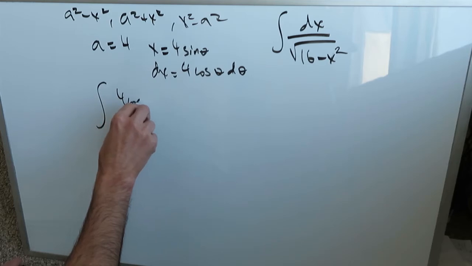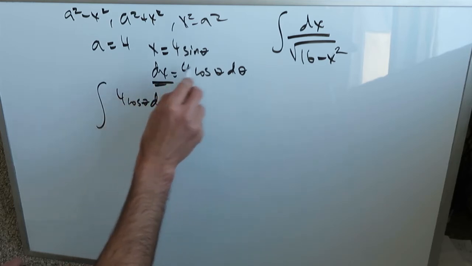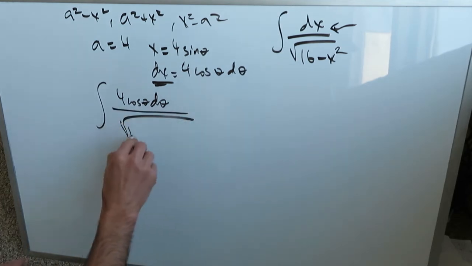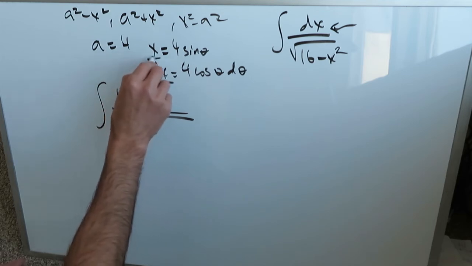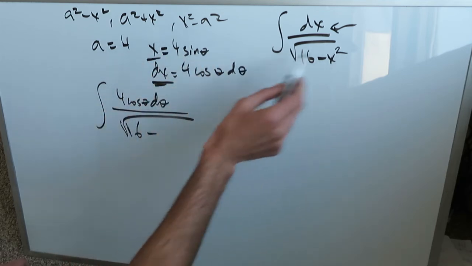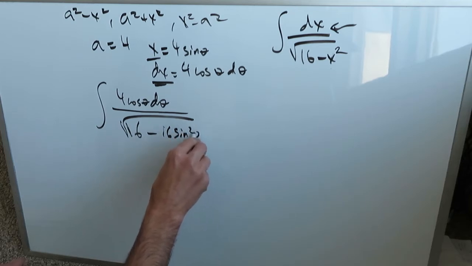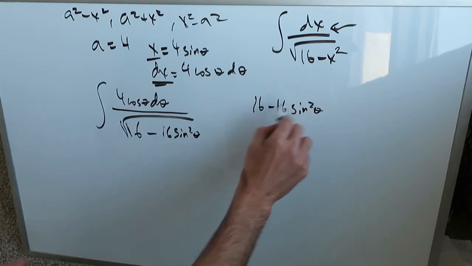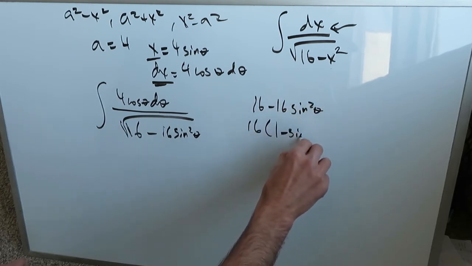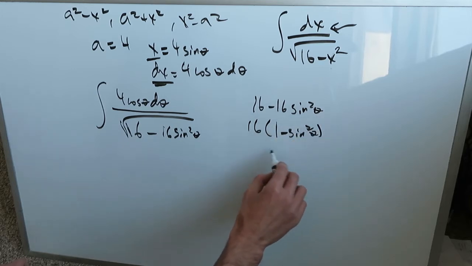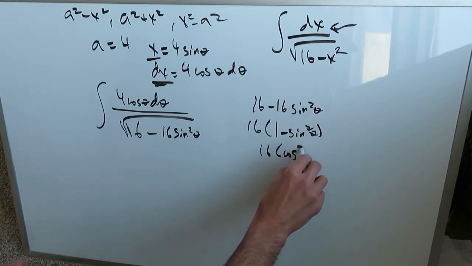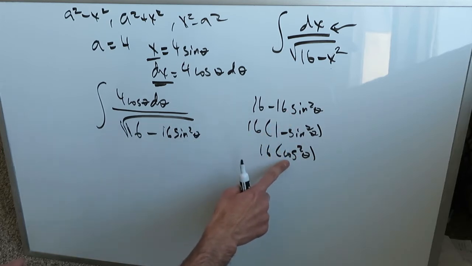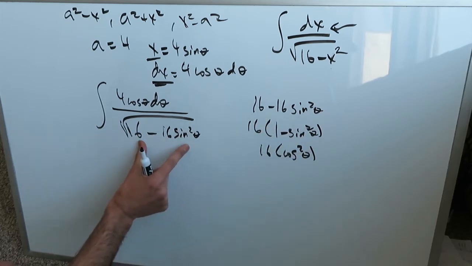dx is 4 cosine theta d theta. This dx is that right over here, substituting for that, over the square root of 16 minus x squared. This x squared right over here is going to be substituted for right over there. 4 sine theta squared is 16 sine squared theta. Look right at this area: you have 16 minus 16 sine squared theta. You can isolate 16 and get 1 minus sine squared theta. And based on the trigonometric identity, this is the same thing as 16 cosine squared theta, because sine squared theta plus cosine squared theta equals 1. If you solve for cosine squared theta, you get 1 minus sine squared theta. So all of this substitutes for this.